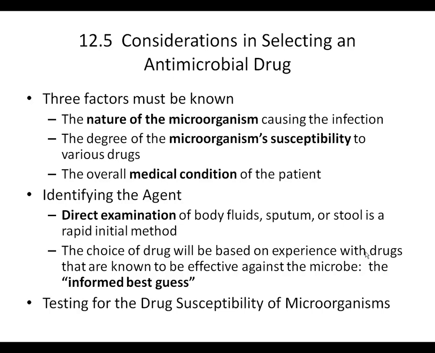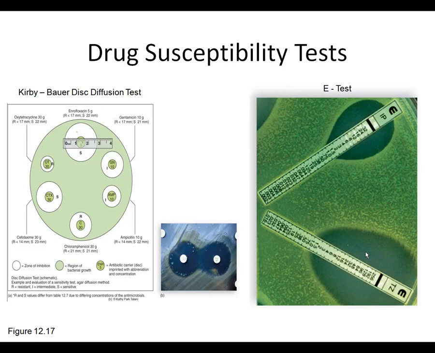We also need to have some testing for drug susceptibility. You've done some of this testing in lab. Here are two tests that are used for drug susceptibility. The Kirby-Bauer disc diffusion test, where you have your Mueller-Hinton agar, you make a smear all over the plate to grow a lawn of growth. You put your discs of your particular antibiotics on there, and you then let it incubate, and then you will measure these zones of inhibition. The larger the zone of inhibition, the more effective the drug.